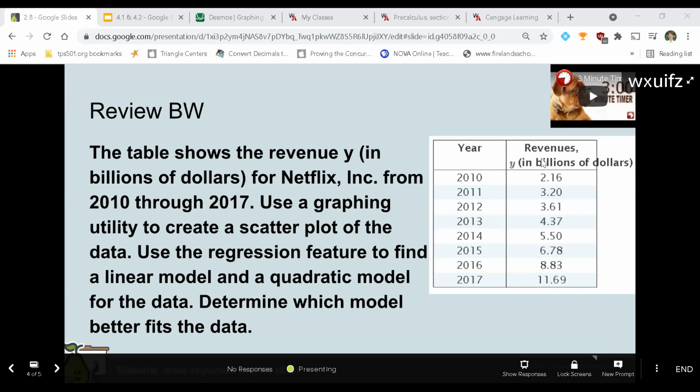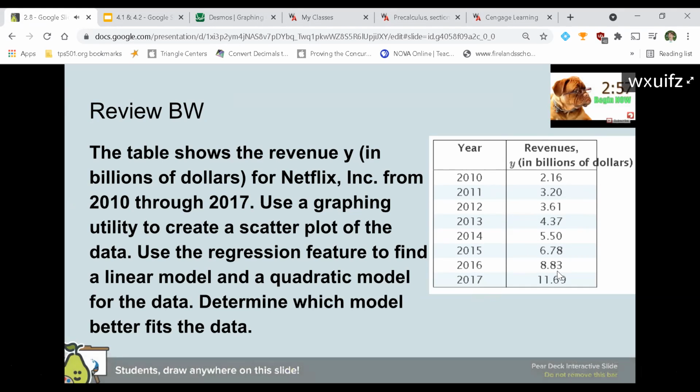So this shows the revenue for Netflix based on different years. I will tell you, when you're typing this into your calculator, you don't really have to do 2010. You could let it be 10, 11, 12, 13, 14, 15, 16, 17. You don't need to put 2000 in front of each of these. I'll give you 3 minutes to do that. You're going to do both the linear and the quadratic, and then you're going to tell me which model is better, the linear or the quadratic.